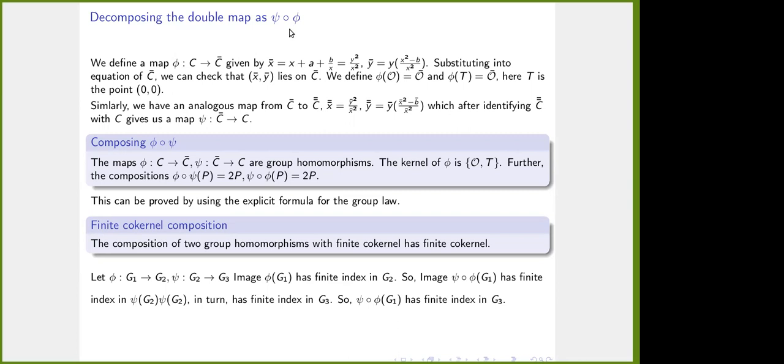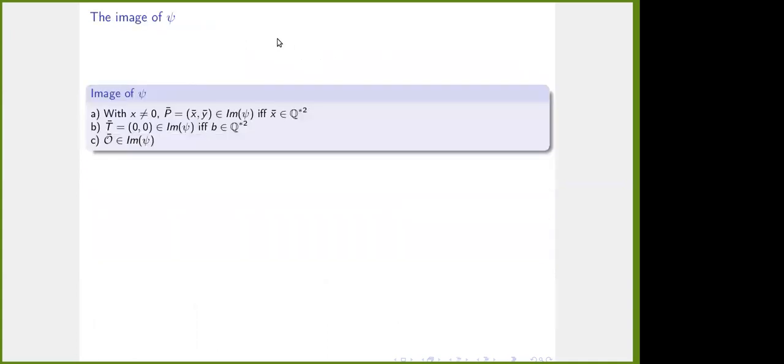So to check that psi or phi has finite index, you can check that either one of them has finite index. The whole thing is that it's from some elliptic curve to the bar of that elliptic curve. So phi is going from C to C bar, and psi is going from C bar to C bar bar. So we'll just check that the image of psi has finite index. Let's just characterize which points lie in the image of psi.